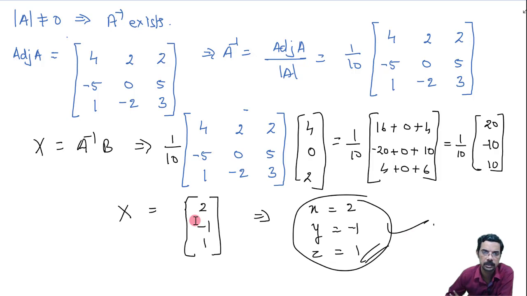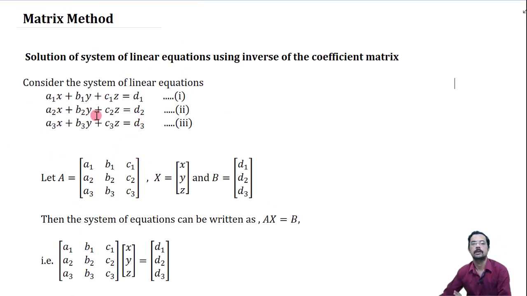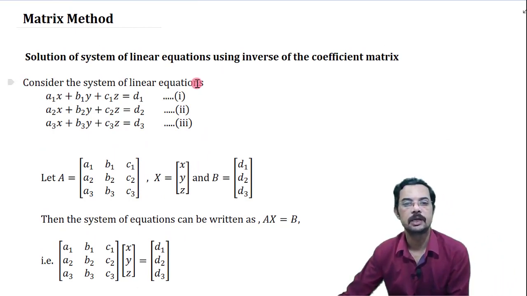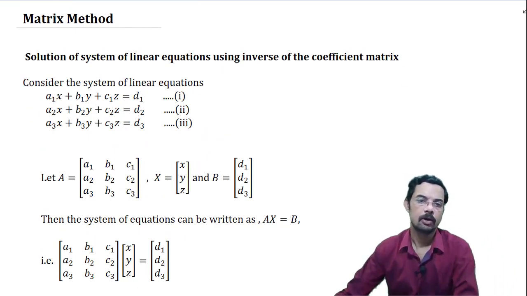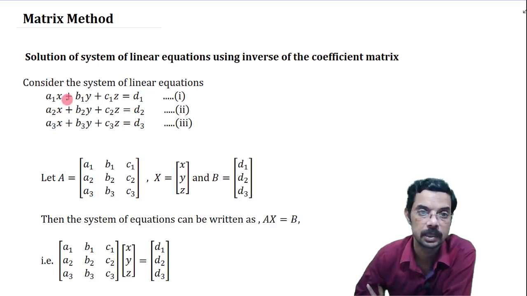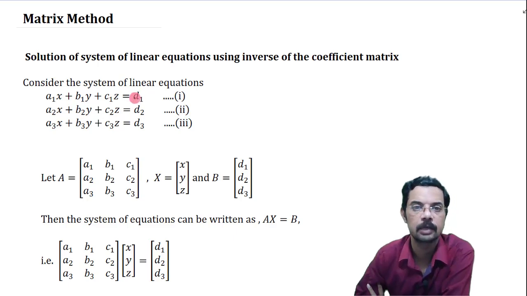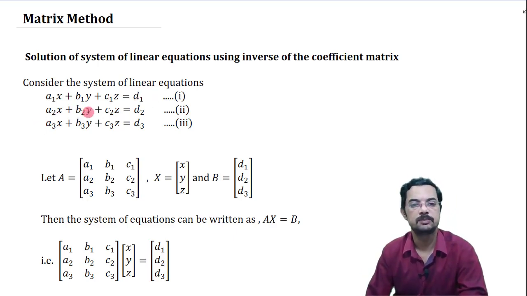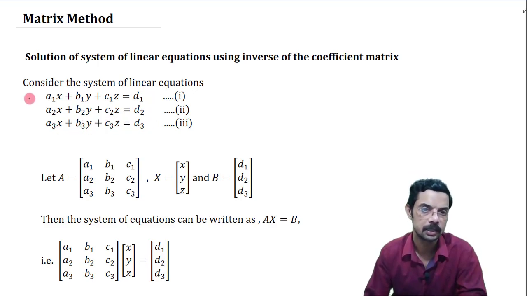Now let us understand this in a general sense, the matrix method of solving a system of linear equations. Let us consider the system of linear equations like this. This is the general form of linear equations in 3 variables x, y and z: a1x plus b1y plus c1z equal to d1, a2x plus b2y plus c2z equal to d2, and a3x plus b3y plus c3z equal to d3. These are 3 linear equations given to you.